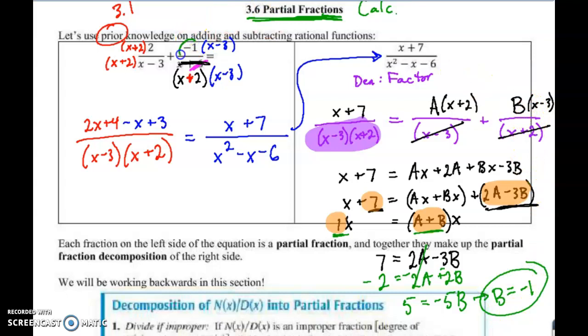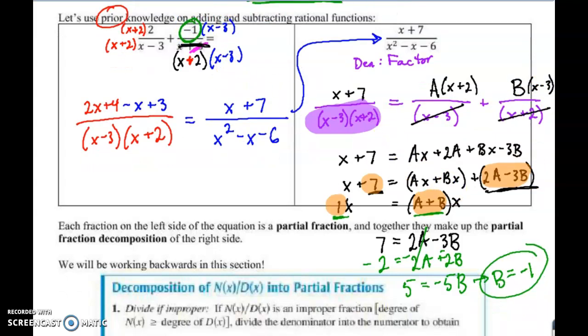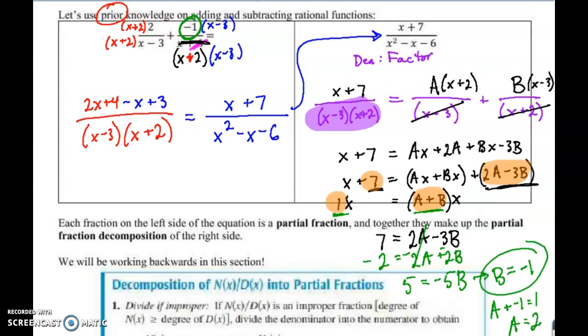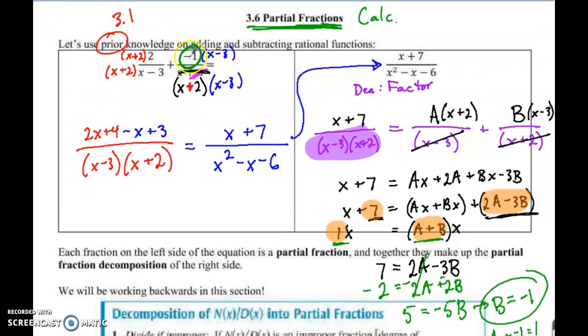And that's exactly what happened. And also, back to the statement that a plus b must equal 1. Well, if b equals negative 1, a plus negative 1 must equal 1. So add 1 over, and a must equal 2. And that's exactly what was stated over here.